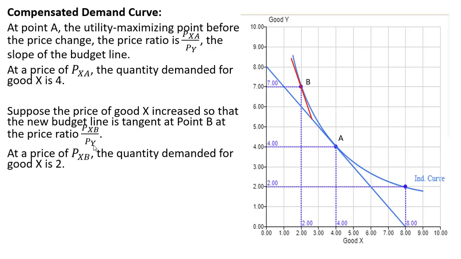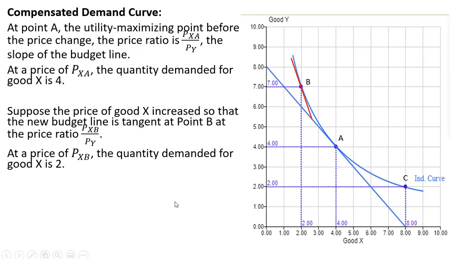And again, the whole idea of the compensated demand curve is we're holding utility constant. So we're just pivoting the budget line. In this case, we're making it steeper because the price of good X increased. And at this new tangency here at point B, the quantity demanded for good X is going to be 2 units. This will be a point on the compensated demand curve for good X.